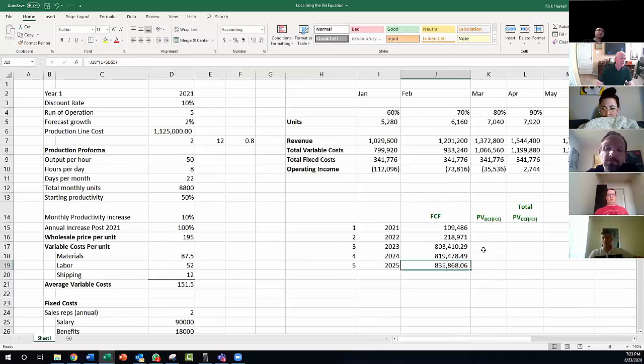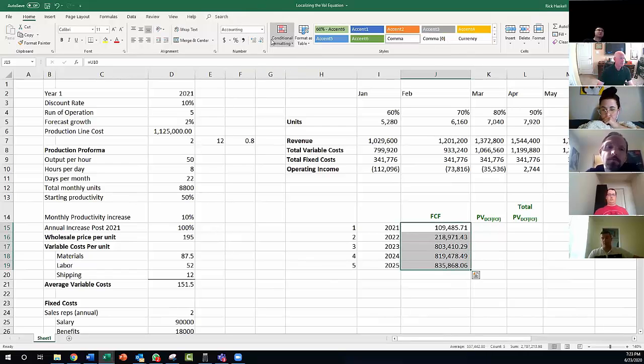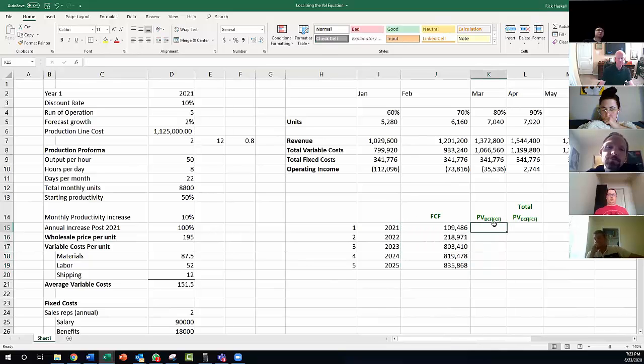Okay. So Diana, you were right. Cash flows. What do I do next? Right. Back in present value. Yeah. How do I do that? Free cash flow divided by 1 plus the discount rate to the exponent of the year.